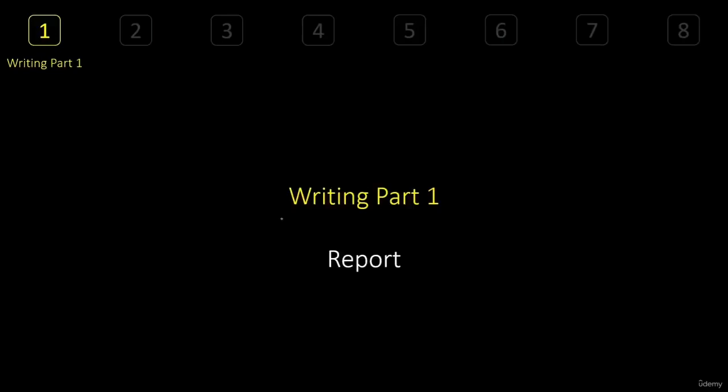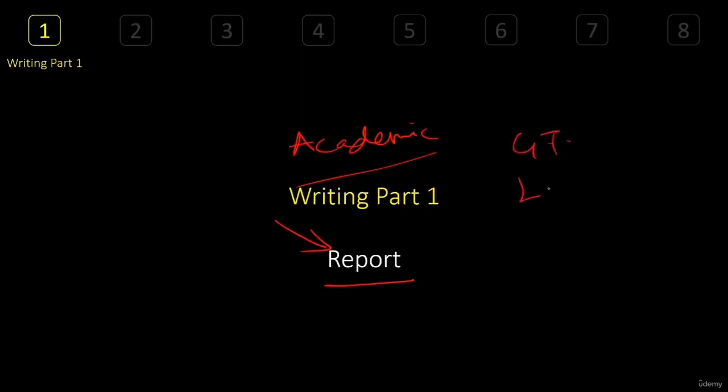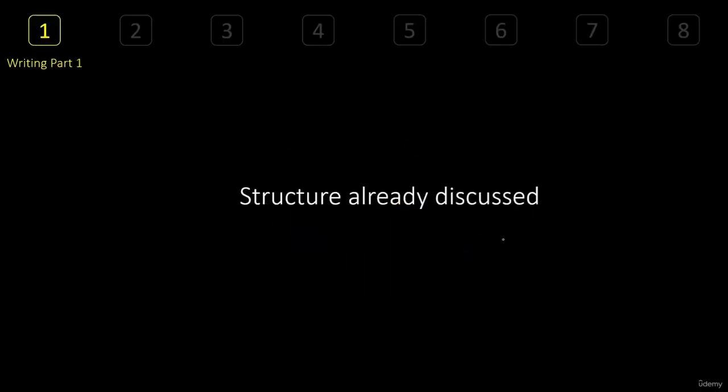Now, in this section, you will be writing a report. That is for academic. Remember, if you're for general training, we have a separate video for that, understanding what writing part 1 is for general training. This is only for academic, because in general training, you are supposed to write a letter. In here, we're going to write a report, and that will be based on a graphic.